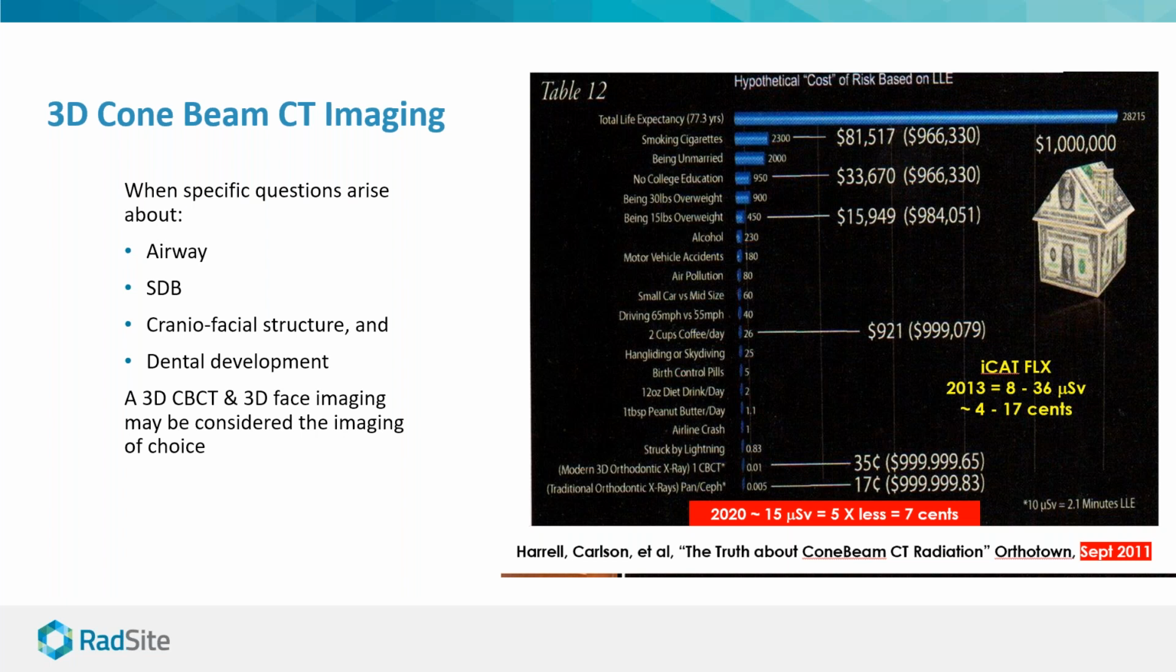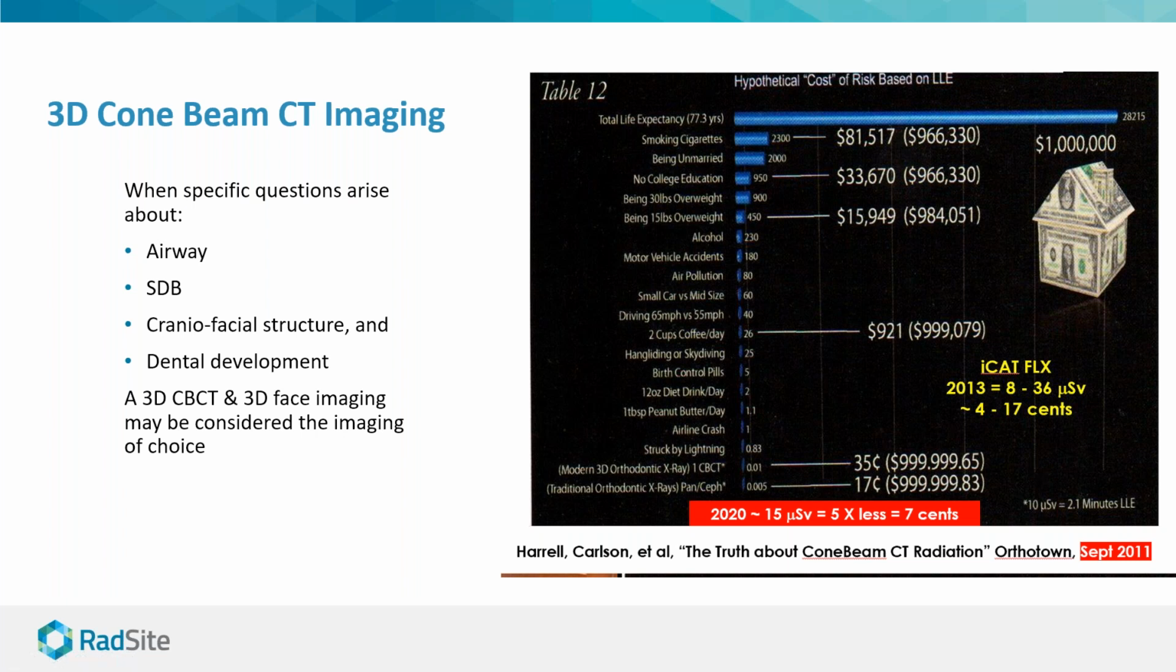At that time, traditional orthodontic cephs and pan was about 17 cents, but now in 2020, at a dose of about 15, which is less than a pan's about 24, that's 5 times less, so that's costing you about 7 cents. So the whole point now is the radiation dose on a ConeBeam, not a full field of view and not a higher resolution, but a medium field of view and a little bit lower resolution, is less than taking a panoramic x-ray. So you have to ask specific questions of what you need.